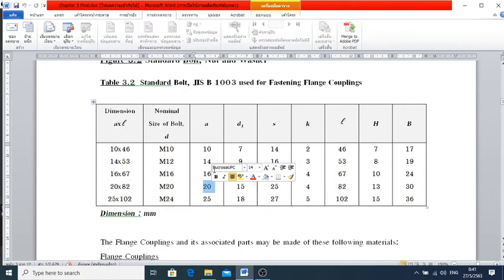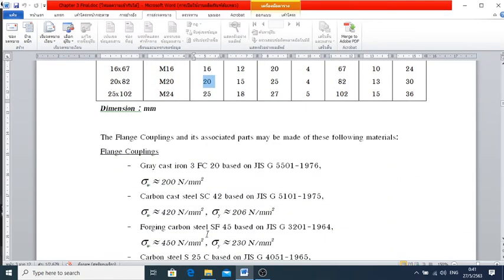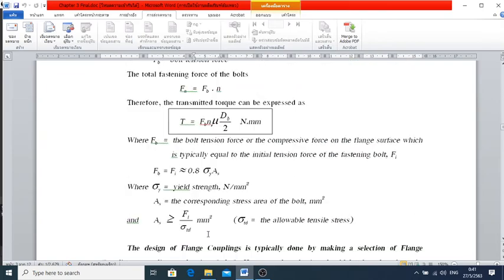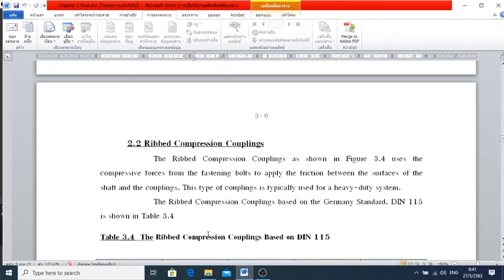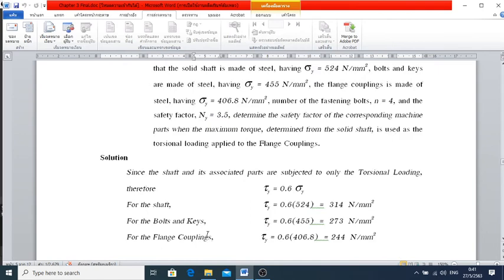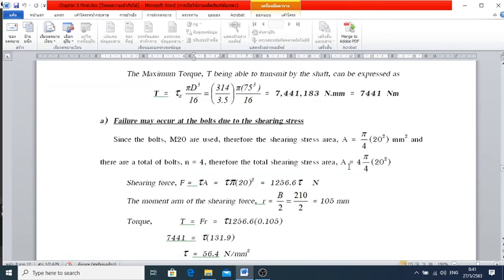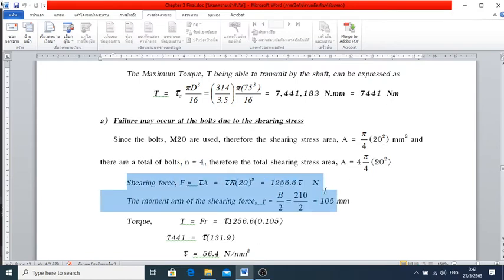Okay, that's what we've got here already. So therefore, I got M20 on this line, and I got 4 of them. So that's why the stress area is going to be pi over 4 times 20 to the power of 2, things like that. So therefore, the shearing force can be determined as F equals tau times A. We just put the tau term as the unknown anyway.